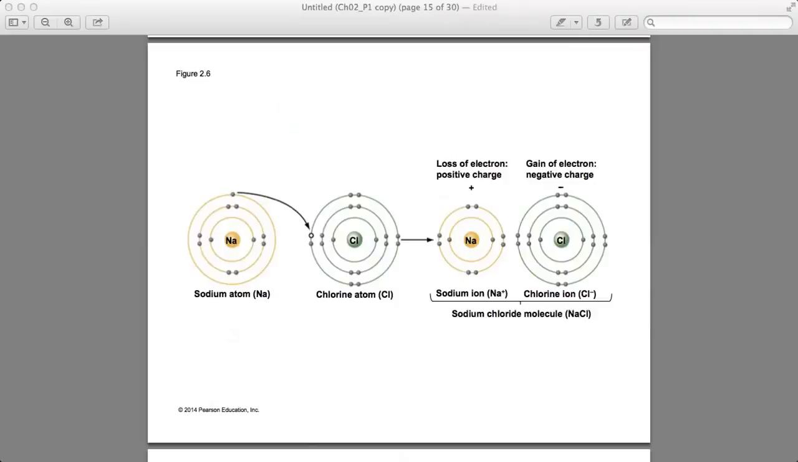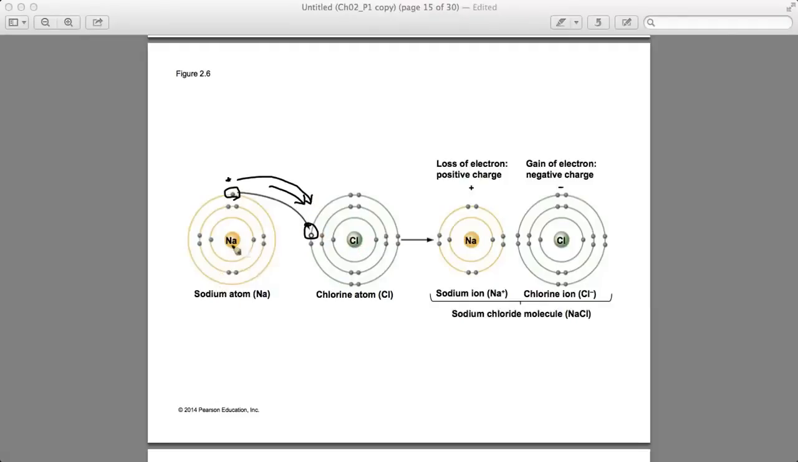So here's an example of that, figure 2.6. You can see the sodium atom has this extra lonely electron on its outer shell, and the chlorine atom is missing an electron on its outer shell. So there is a very strong drive that makes this unstable electron jump to a very stable conformation on the chlorine atom.